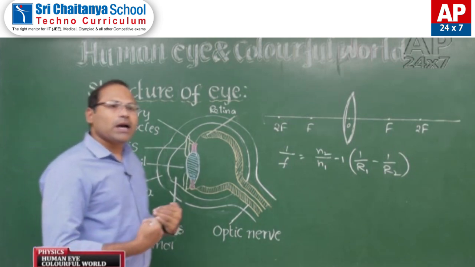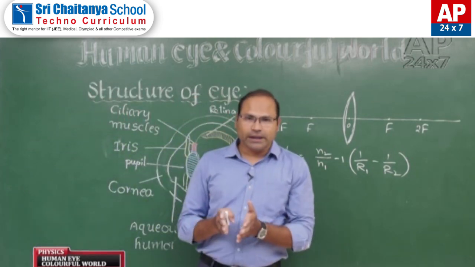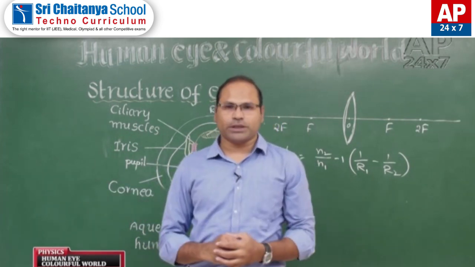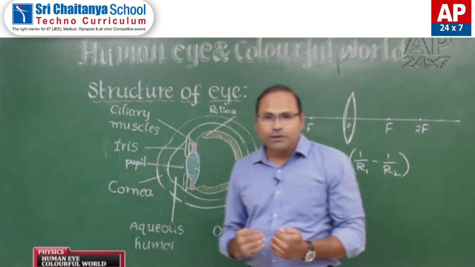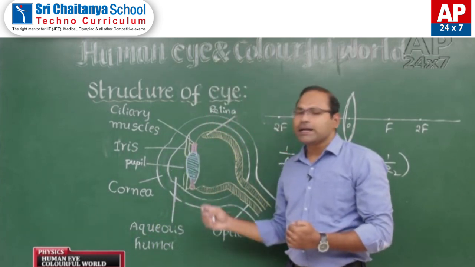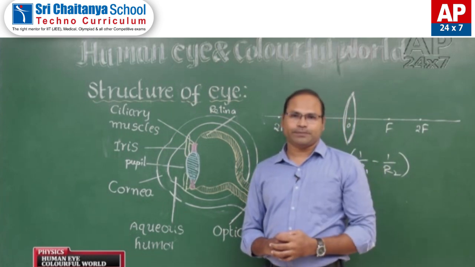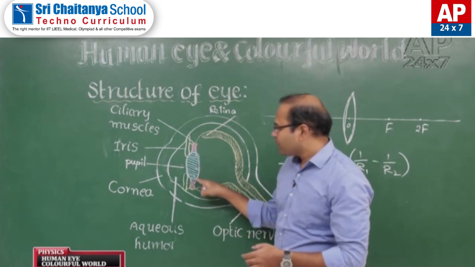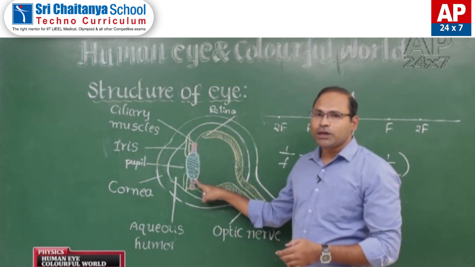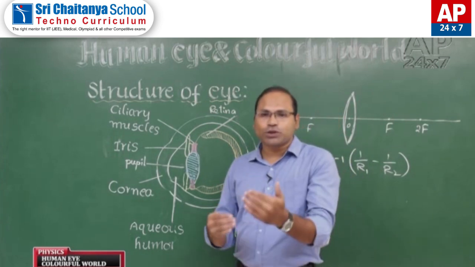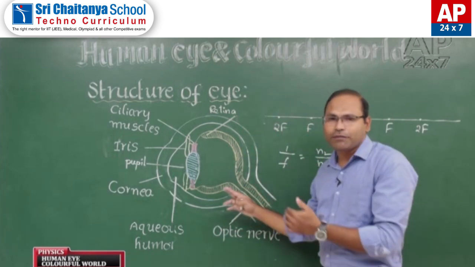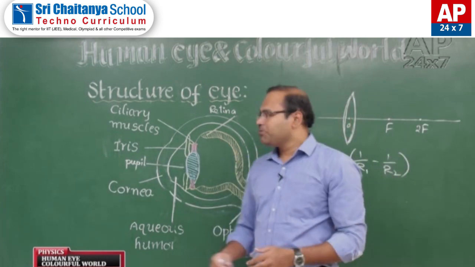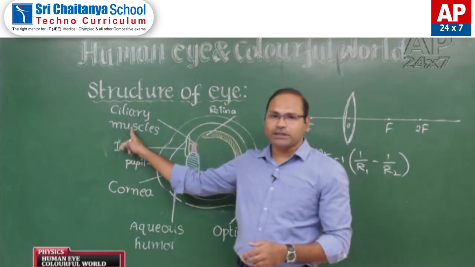Like this, changing the focal length of the eye lens in order to see objects depending on the position of the object is called accommodation of the eye lens. I am repeating once again, adjusting the focal length of the eye lens to see objects clearly, that means to form an image on the retina each time, is called accommodation of the eye lens. That will be done by the muscles called ciliary muscles.